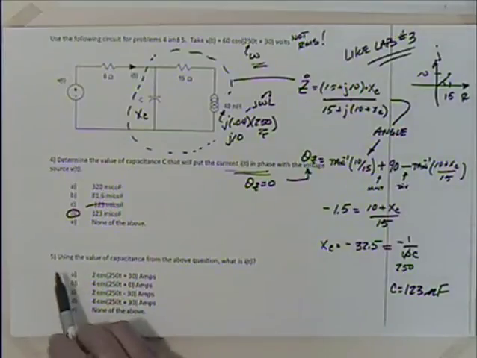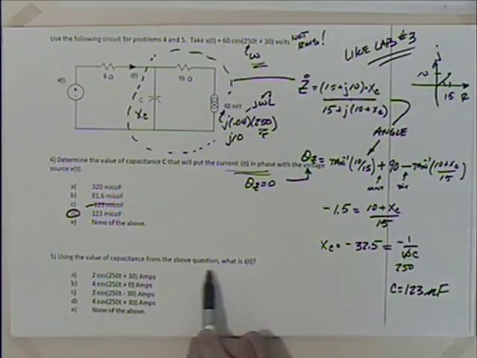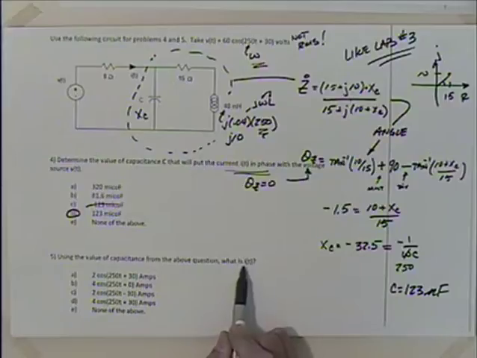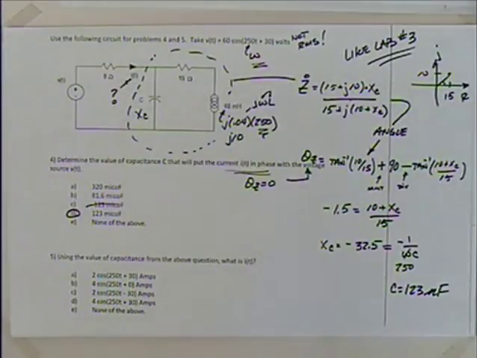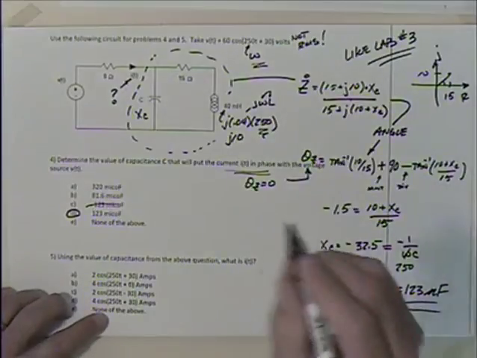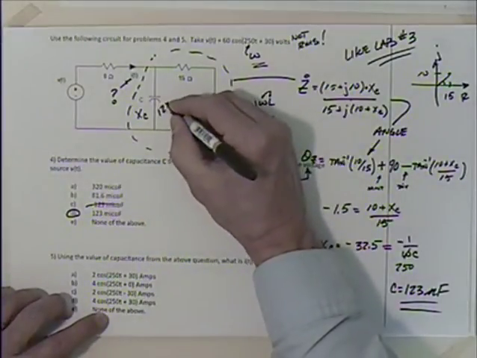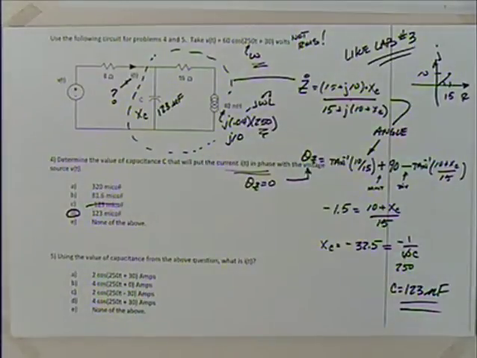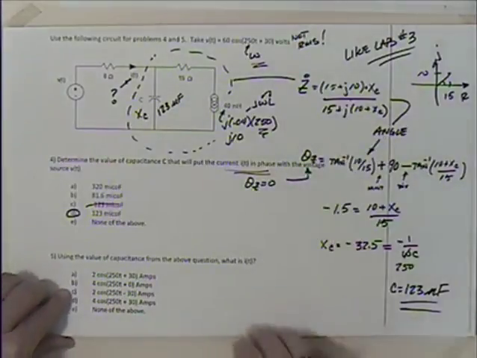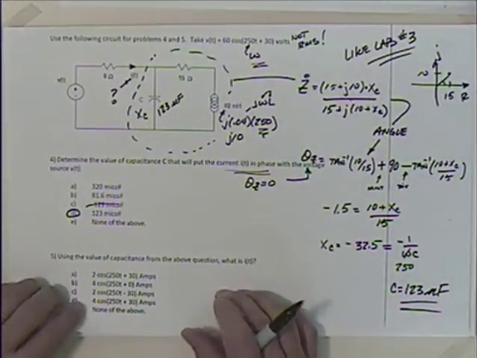And then using the value of capacitance from the above question, what is I of t? So we ask the question, what's that? So we take this answer, we plug this back in here, 123 microfarads, and we ask, what's that current? Well, to get that current, I really just have to find this impedance.